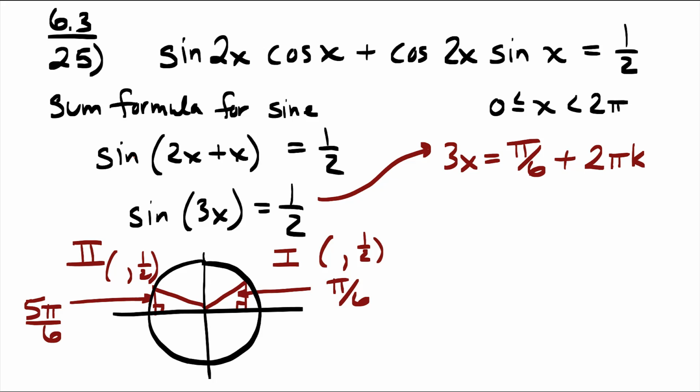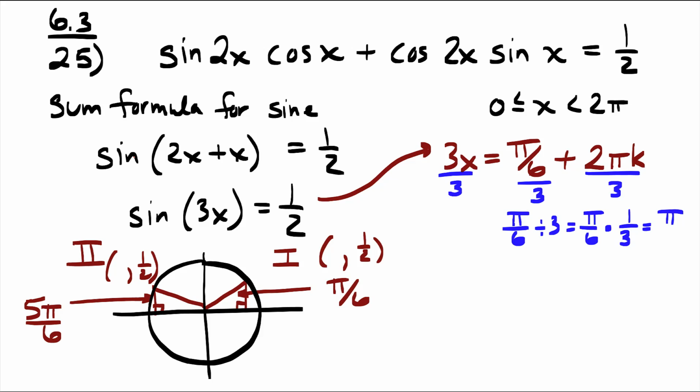Alright, done. Except we've got to divide by 3. So dividing by 3 here, and here, and there. Let's do the middle one right here. Pi over 6 divided by 3 can be written as pi over 6 divided by 3, which we can change into a multiplication problem. So pi over 6 multiplied by 1/3 gets us pi over 18.